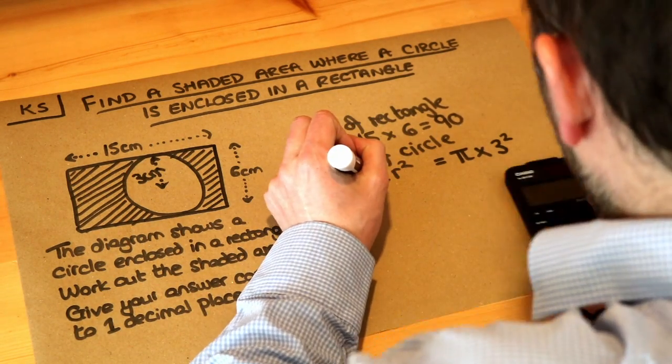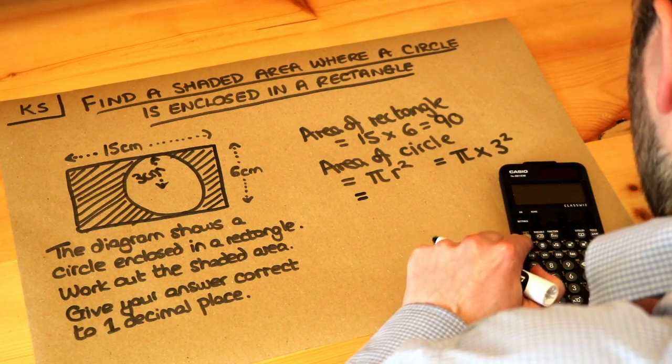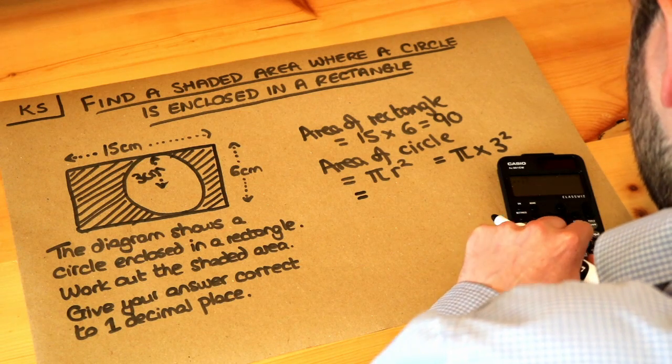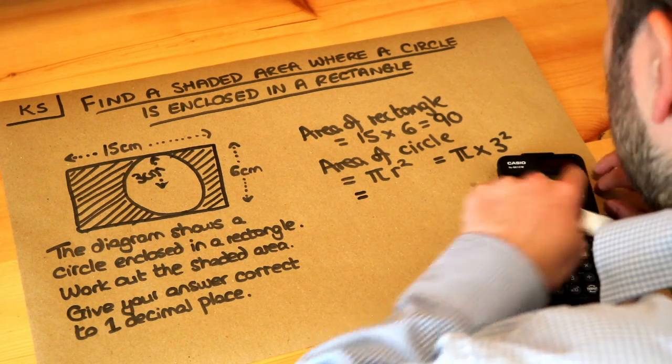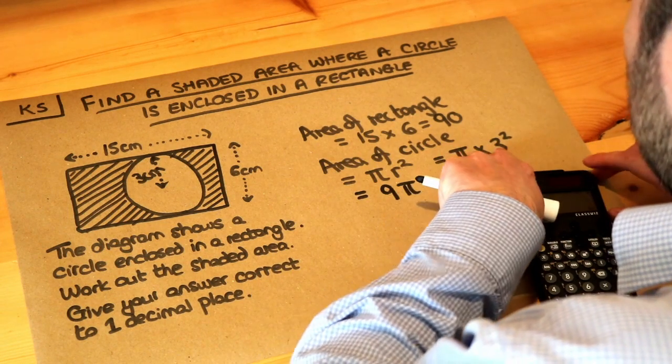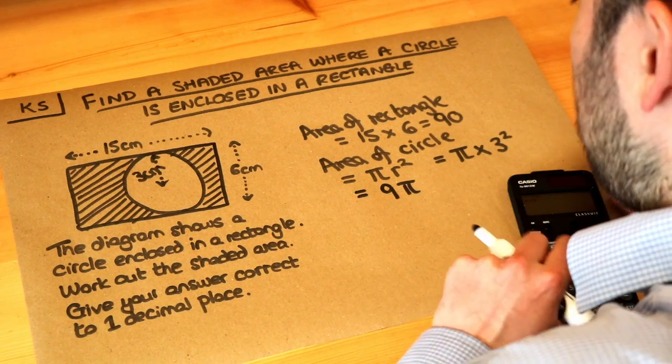And we can put that on our calculator if we want. So we do pi, so shift pi here, times by 3 squared. My calculator is just going to say 9 pi. So I'm going to just write 9 pi for the moment. Yeah, because 3 squared is 9. 9 times pi is 9 pi.